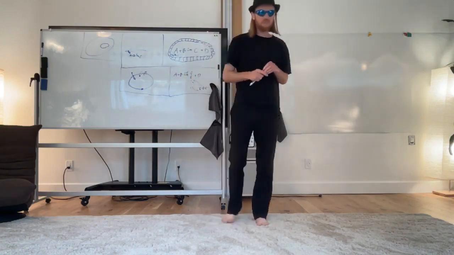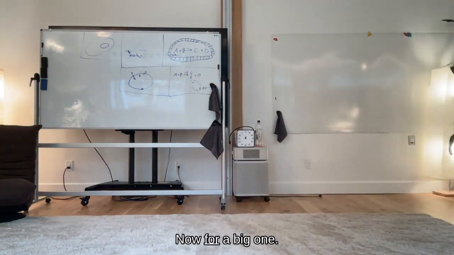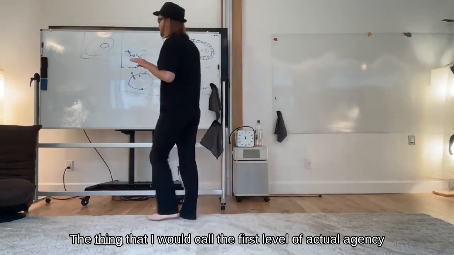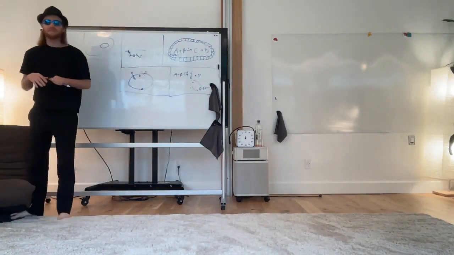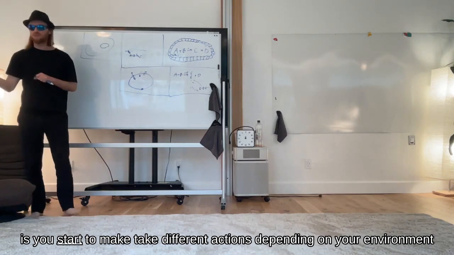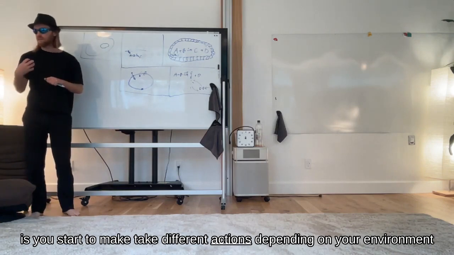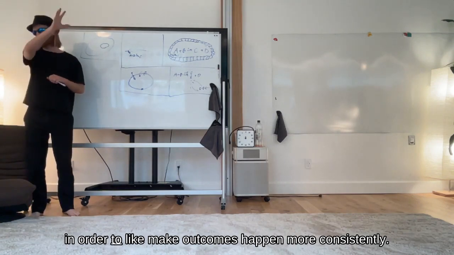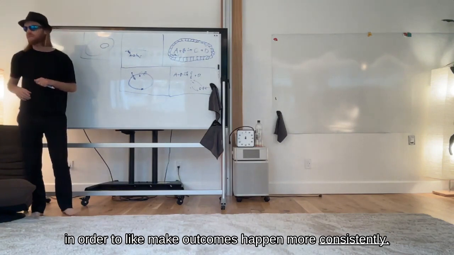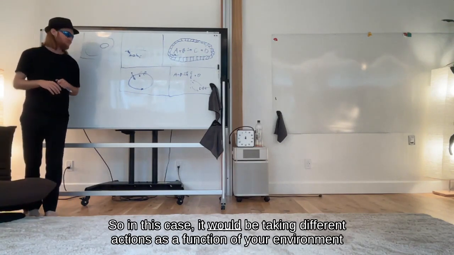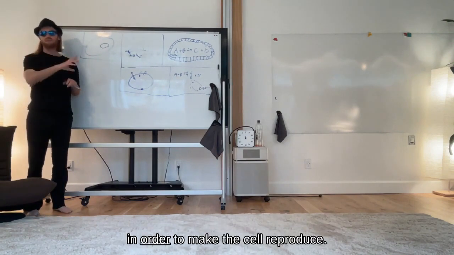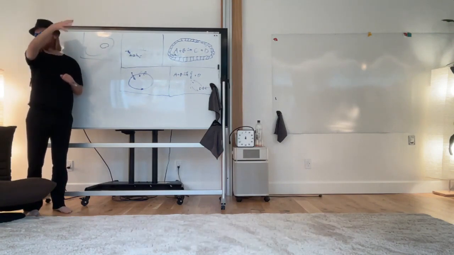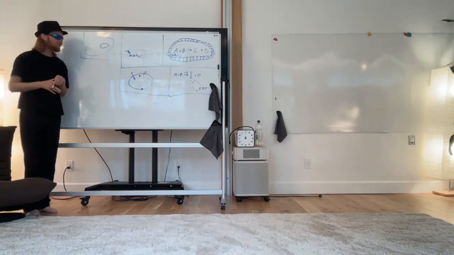Okay. All right, now for a big one. The thing that I would call the first level of actual agency is you start to take different actions depending on your environment in order to make outcomes happen more consistently. So in this case, it would be taking different actions as a function of your environment in order to make the cell reproduce.